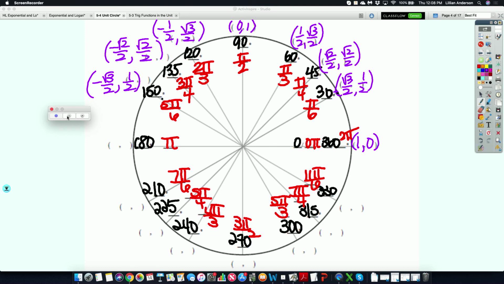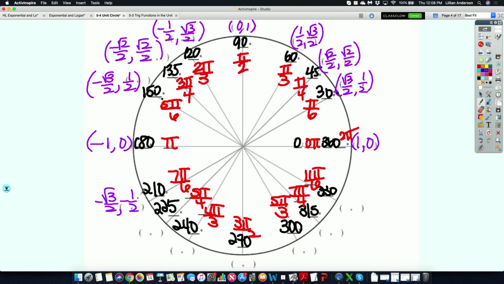180 is on the exact opposite side of 0 degrees. So they lie on the same line. It's just that since you're over here on the negative side, your 1 is going to be a negative 1. Okay? 210 lines up with 150, just like it lines up with 330, just like it lines up with 30. They basically create a box. Okay? So what's the ordered pair of 210? Negative square root of 3 over 2 and negative 1/2. Both x and y are negative in the third quadrant. What about 225?